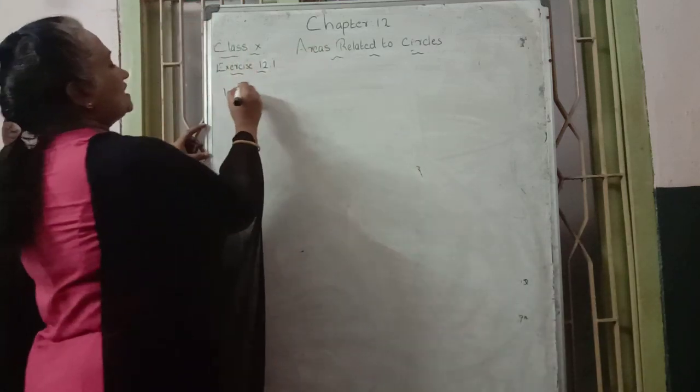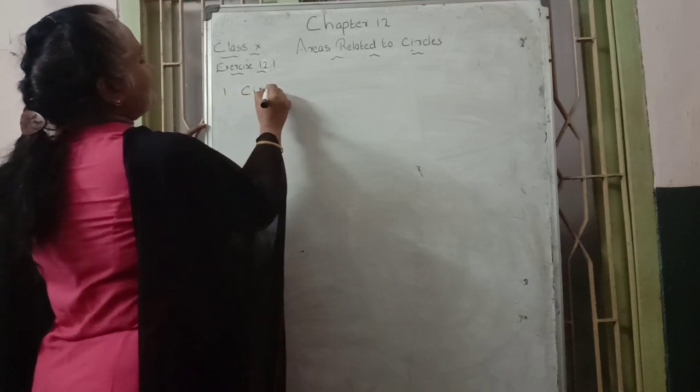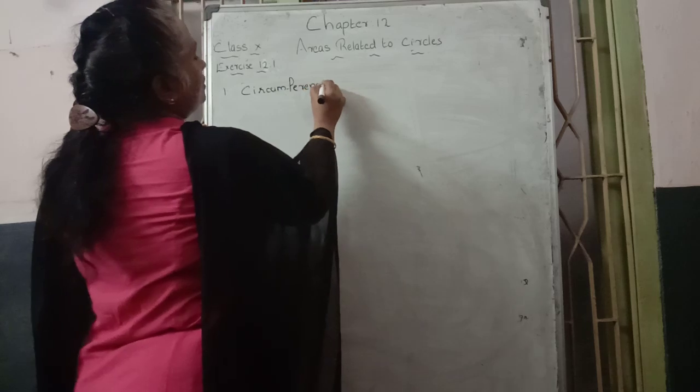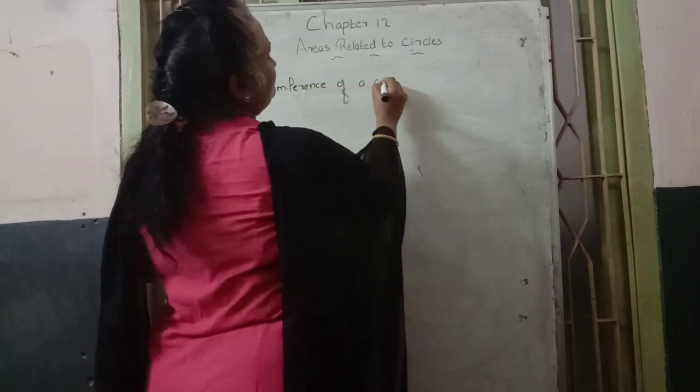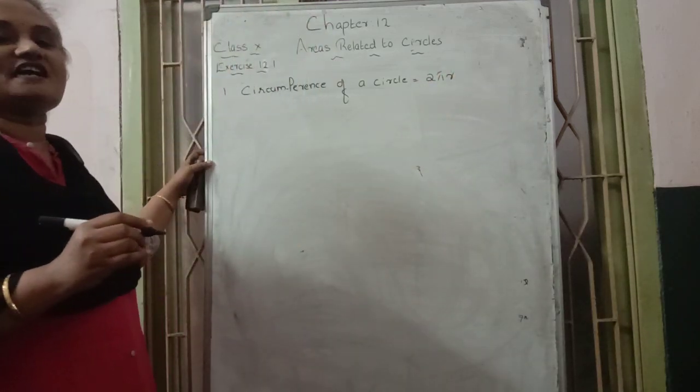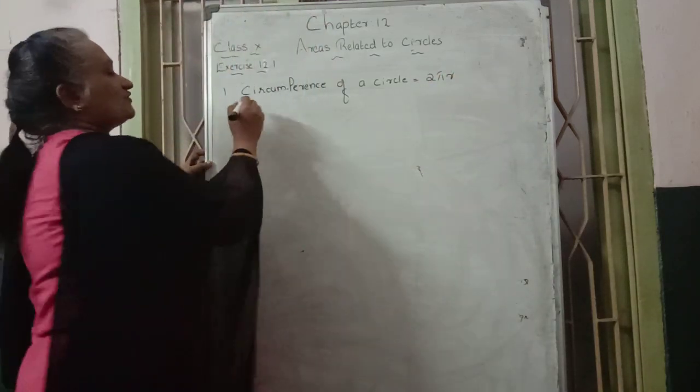First formula, circumference of a circle. What is the formula? 2 pi r is the circumference of a circle.